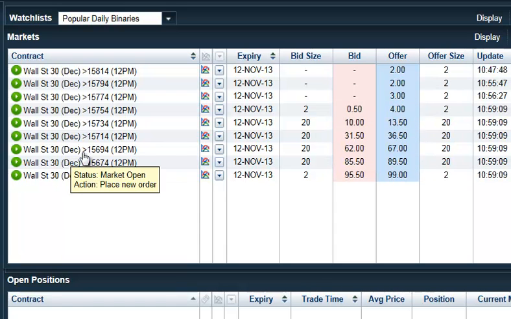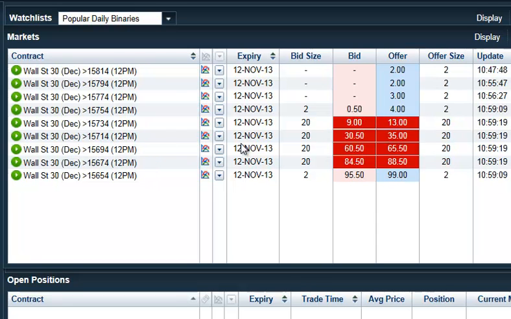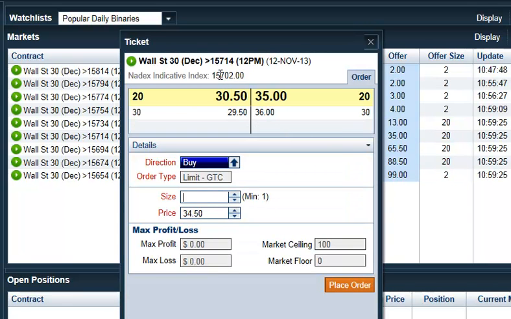So for example, say I thought the Wall Street 30 or the Dow December futures were going to be greater than 15,714 at 12 o'clock Eastern time. Currently, the market is trading at 15,702. So at this particular point, the market is about 13 points, now it's 10 points as I'm talking, under this level. If I think the Dow is going to be above 15,714 at 12 o'clock, I would want to be a buyer, which is this right column here.